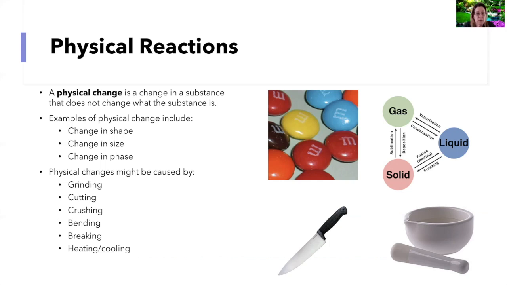Some physical changes might be caused by grinding up something, cutting something, crushing it, bending it, breaking it, or even heating and cooling it.